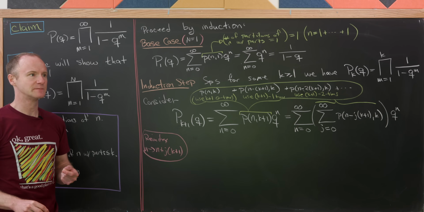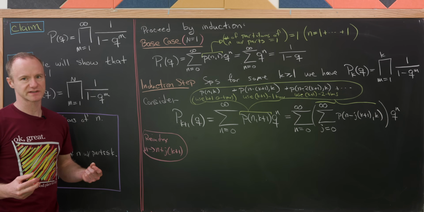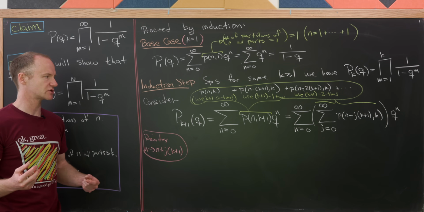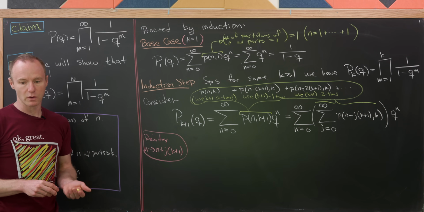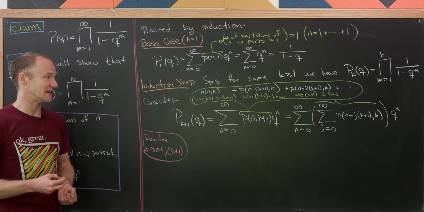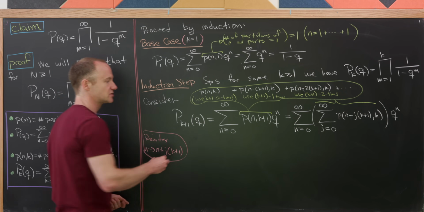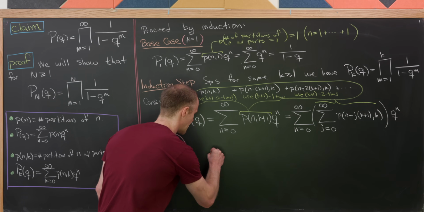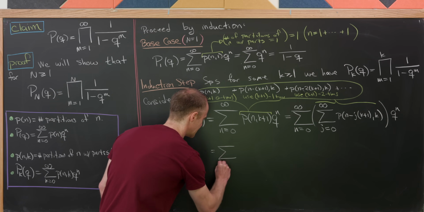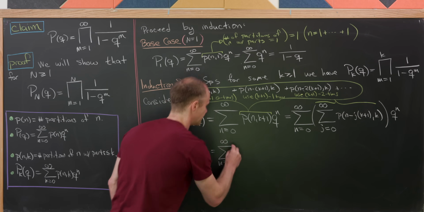But in fact, all of those negative numbers will simply give us 0 because we don't talk about partitions of negative numbers. So that means our lower bound stays at n equals 0. So now what are we going to have here? Okay, so now we're going to have this sum as n goes from 0 to infinity.